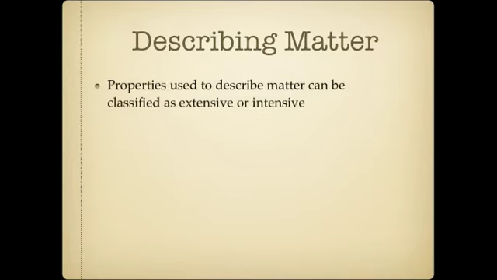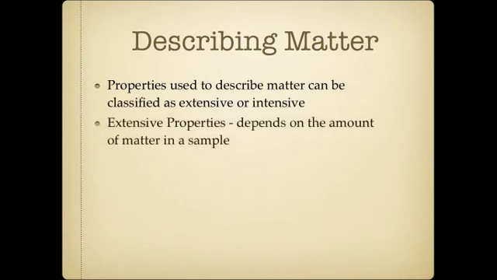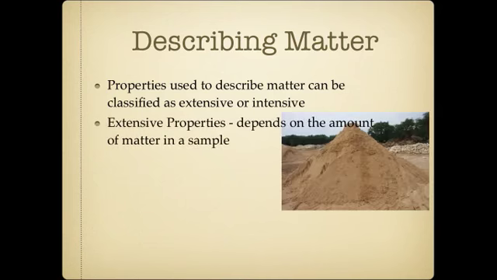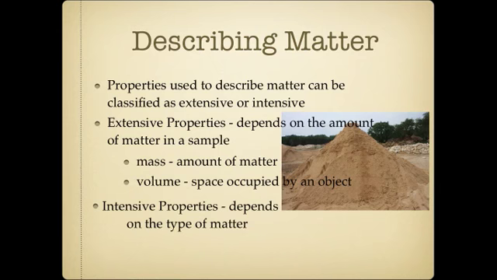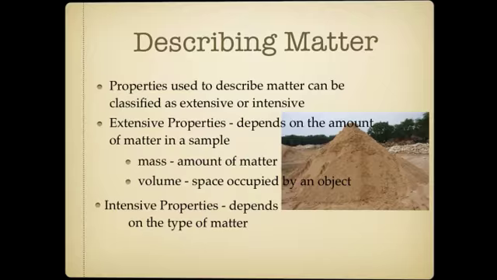All right, so properties. If we're talking about properties, we can classify them as either extensive or intensive. Extensive properties are ones that depend on the amount of matter. For instance, mass. If I have this pile of sand, the mass would depend on how big that pile of sand is, or the volume. Those are extensive properties. Intensive properties, on the other hand, don't depend on the amount, it just depends on what it is. So density or composition would be examples of intensive properties.